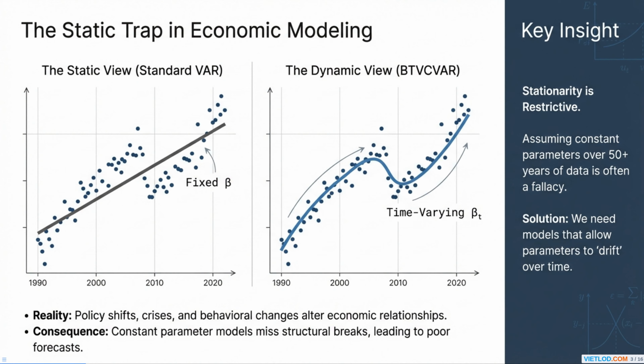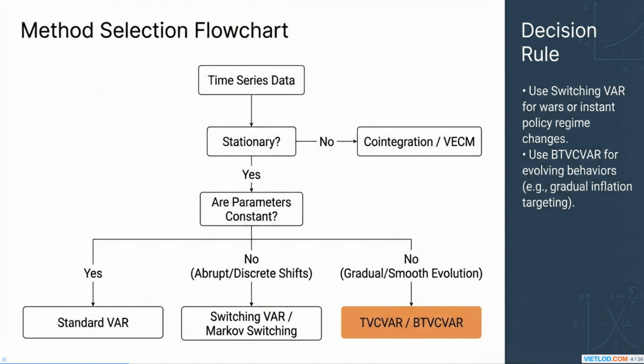Major events like policy shifts, financial crises, or even gradual changes in consumer behavior can alter underlying economic relationships. Models with constant parameters fail to account for these structural breaks, which often leads to inaccurate conclusions and poor forecasts.